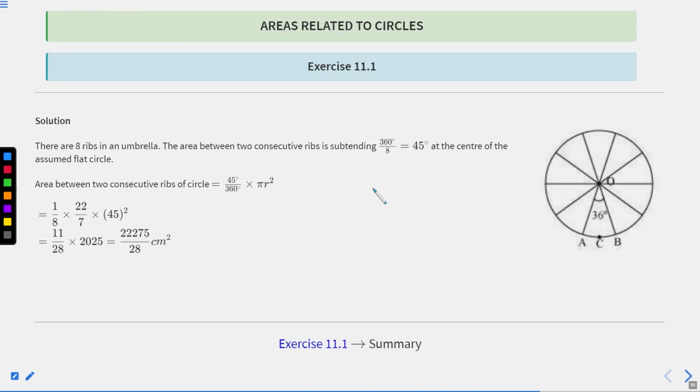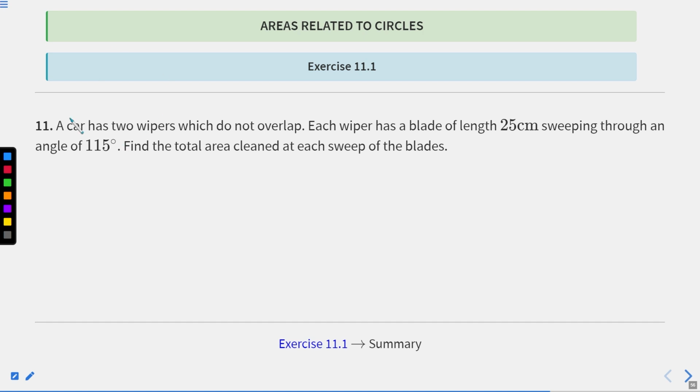So there are 8 ribs in an umbrella. So the area between 2 consecutive ribs is subtending 360 by 8, that is equal to 45 degree at the center of the assumed flat circle. So the area between 2 consecutive ribs of the circle is 45 degree by 360 degree into pi r square, that is equal to 1 by 8 times 22 by 7 into 45 square, and this is equal to 22275 by 28 centimeter square. Now let us move to question number 11.